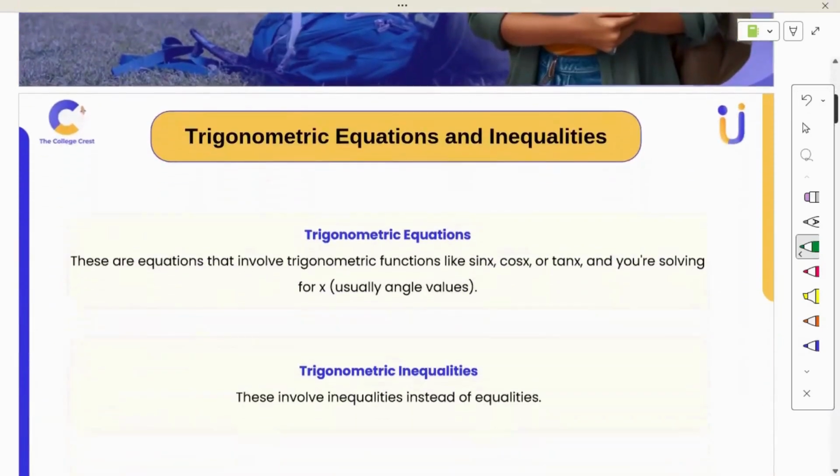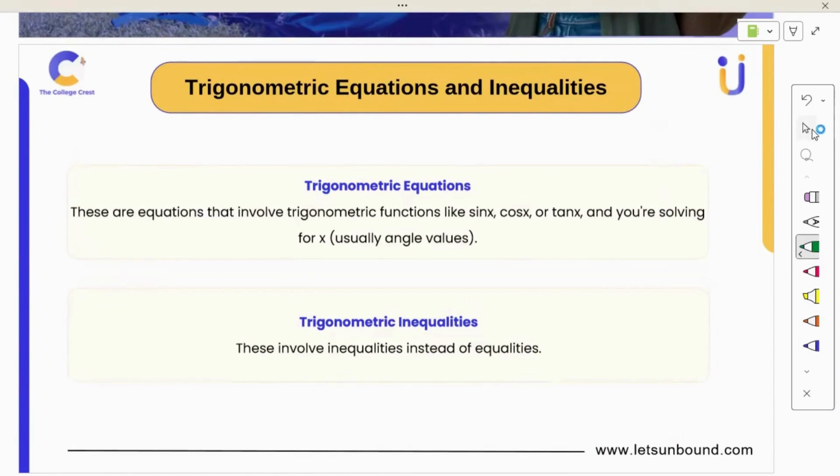Here we are into trigonometric equations and inequalities. Generally, we know equations and inequalities made up of a simple variable, but here instead of the variable x, it can be sine x, sine theta, cos x, tan x. Trigonometric functions will be involved, and x is usually an angle. Generally, we'll solve for angles, whether it's an equation or an inequality. Of course, trig equations are not as simple as our algebraic equations and inequalities.